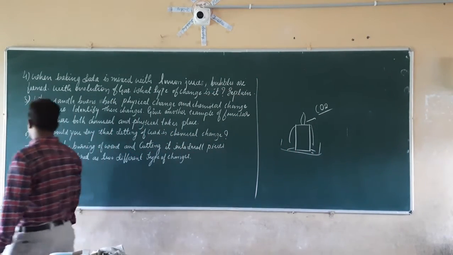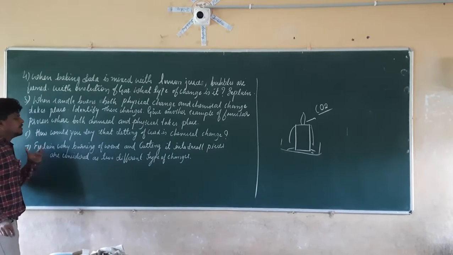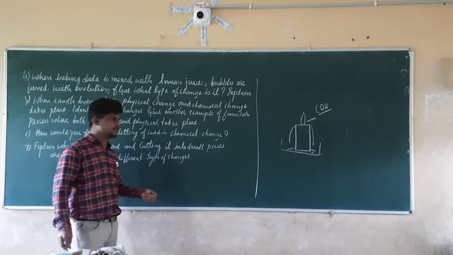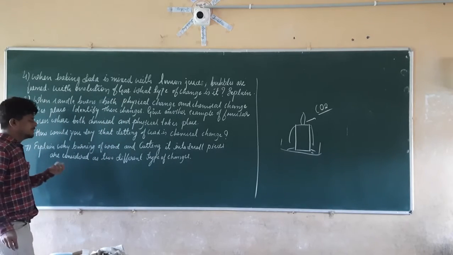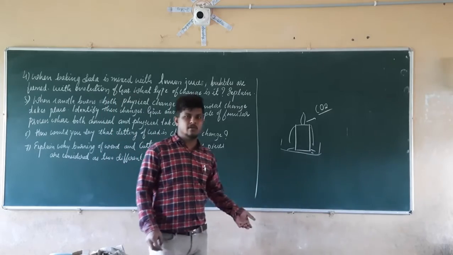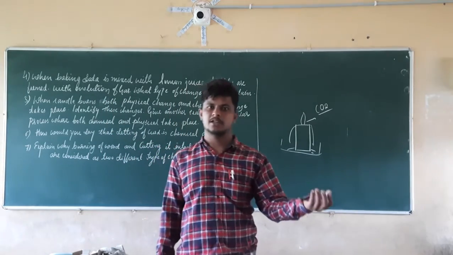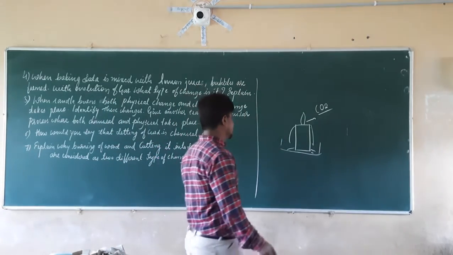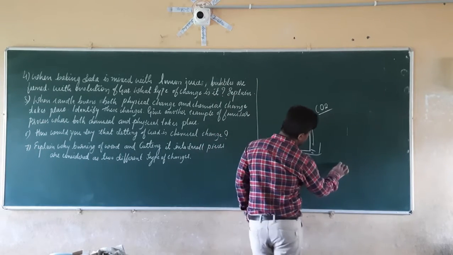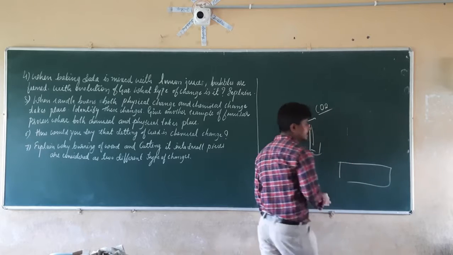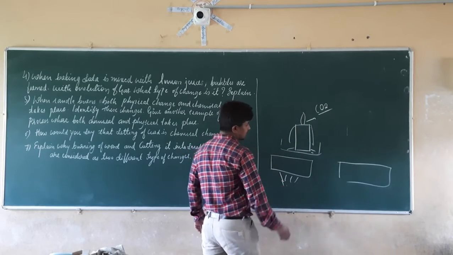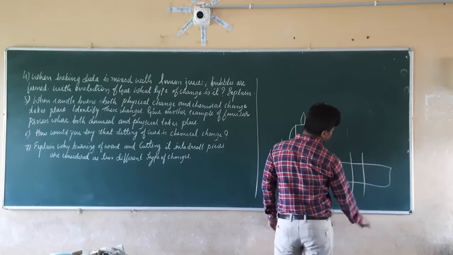Now let us take question number 7 here. Explain why burning wood and cutting it into small pieces are considered two different types of changes. So we have wood. In the first case we are burning the wood. In the second case we are cutting the wood. So let us take the wood here, and the second case also wood. In the first case we are burning the wood here. In the second case we are cutting the wood like this.